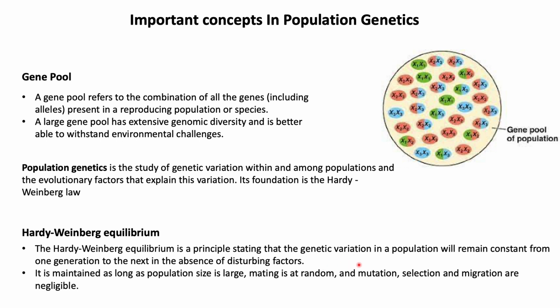It is maintained as long as the population size is large, mating is at random, and mutation, selection, and migration are negligible. So this statement would already give you an idea of what the answer to the question might be. But anyway, let us now discuss the important factors that influence the stability of a gene pool in a population and help it maintain a Hardy-Weinberg equilibrium.